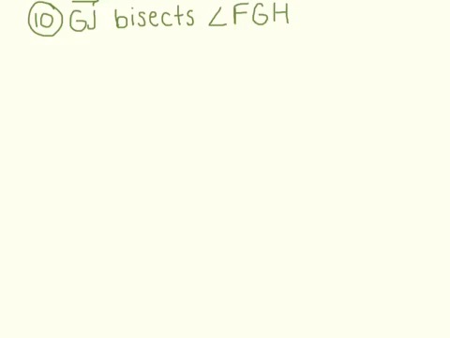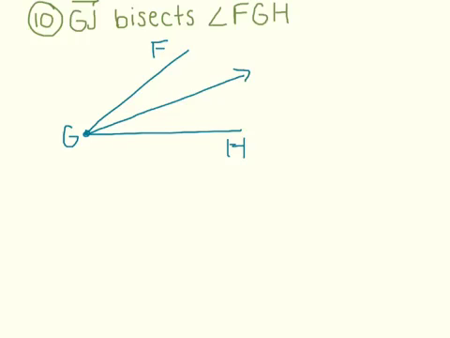So now number 10 says that ray GJ, try saying that 10 times fast, bisects angle FGH. So I want to start by drawing a picture of what that looks like. I'll start by drawing angle FGH, and that means the letters would go on it in this order with the G down at the vertex. And then ray GJ means it's going to be a ray that starts at G and goes out, and we're going to call that J.